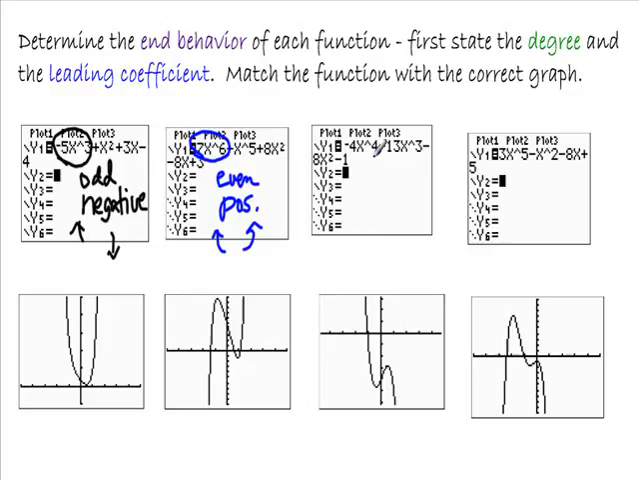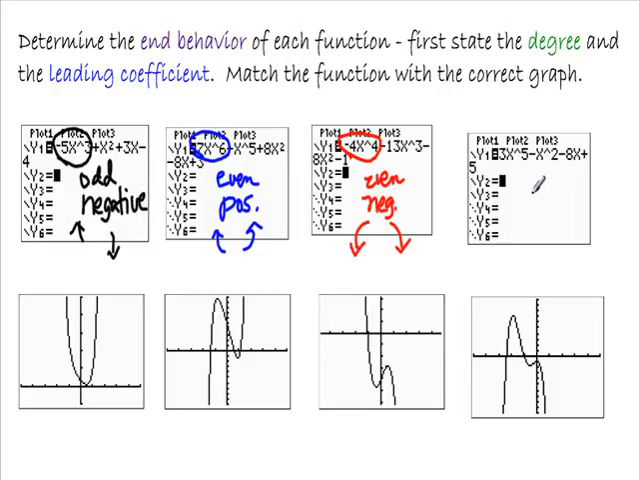The next one is negative 4x to the fourth minus 13x cubed minus 8x squared minus 1. So our leading term there has a negative coefficient, and it is an even degreed function. So that's going to be that reflection of the x squared graph. So that's going to be going down from the left and to the right.